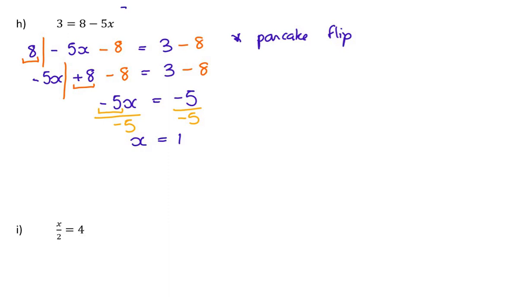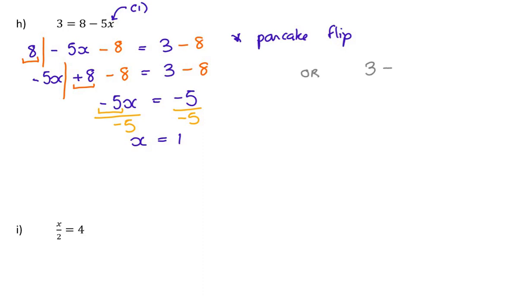So if I just go and substitute in 1 there, you can even do it in your head, but your calculator is always helpful. So that is 8 take away 5 times 1. 5 times 1 is 5, and 8 take away 5 is 3. So this did work. Now you didn't have to do that, so I'm just going to write an "or" here.